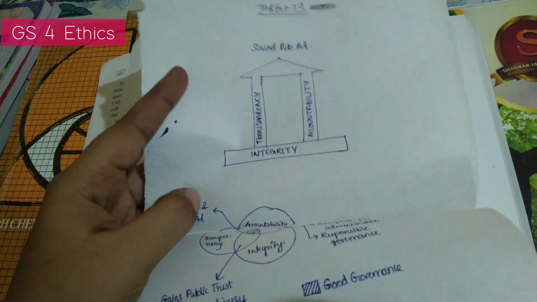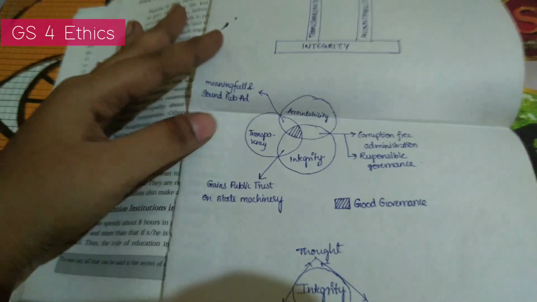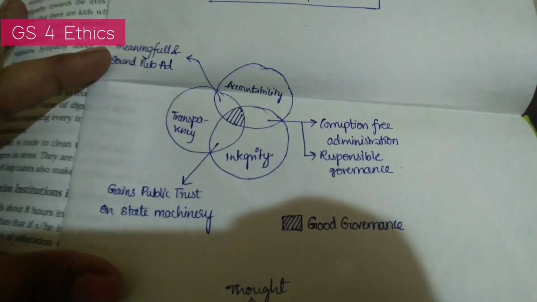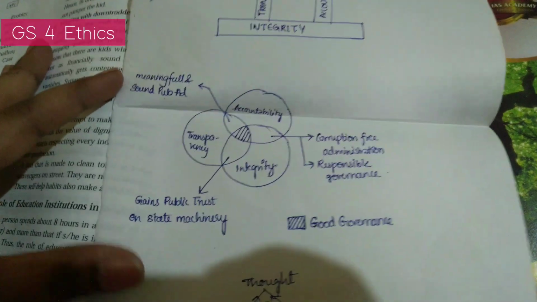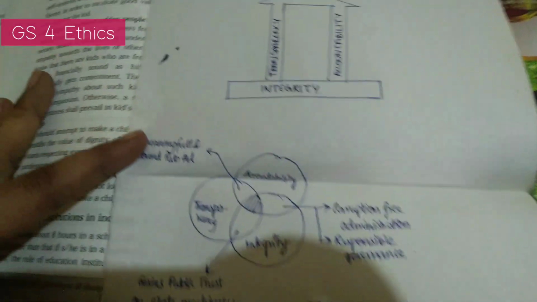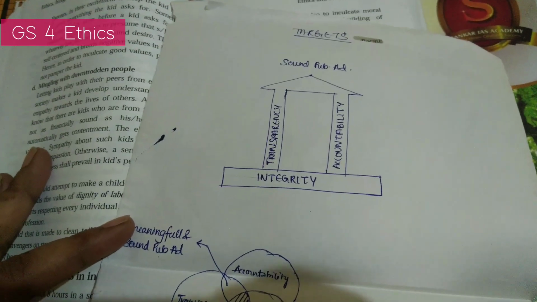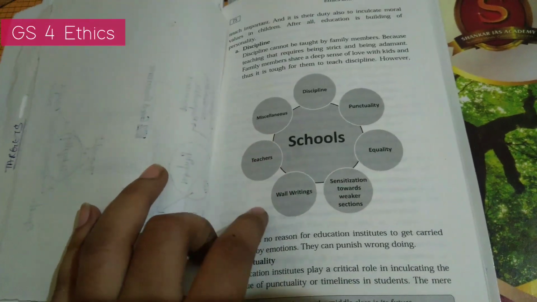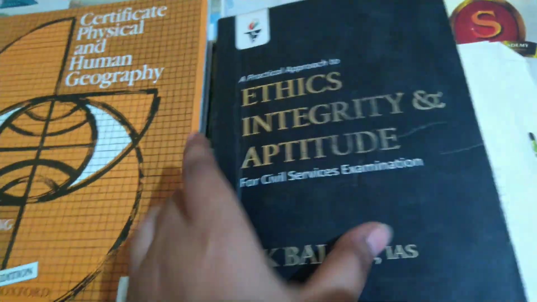So I got this paper. So see, if you want to enhance your marks in ethics, you can draw these kinds of diagrams. Accountability, transparency, integrity together is called good governance. You can just illustrate like this. And what is integrity? There are 2 pillars of integrity, that is transparency and accountability. So you can make this kind of diagrams as well, and there are diagrams in this book as well. So it is definitely a good read. You can go through this book.